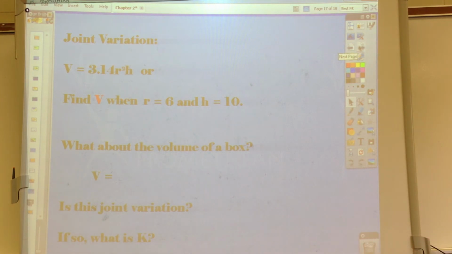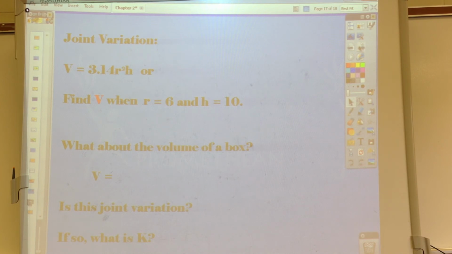Now let's try some joint variation. Notice that here, v is varying to both r squared and h. Notice that the volume of this cylinder depends on both the radius and the height. What would our k value be here? That's right, 3.14. Pi in this case is k. So you've kind of been using k for quite a while now and just didn't realize it.